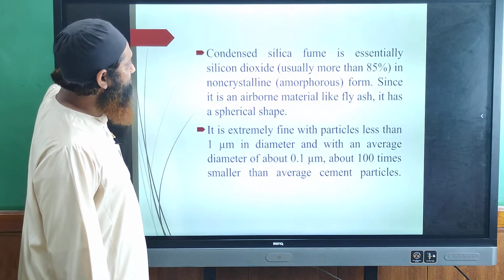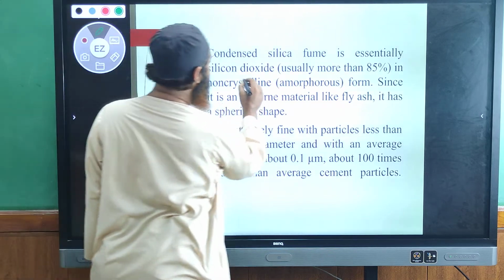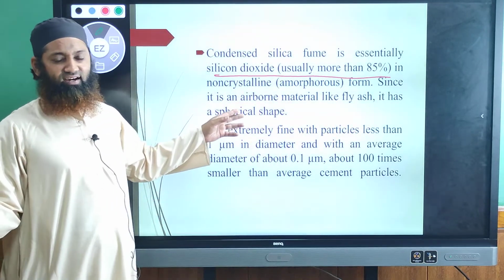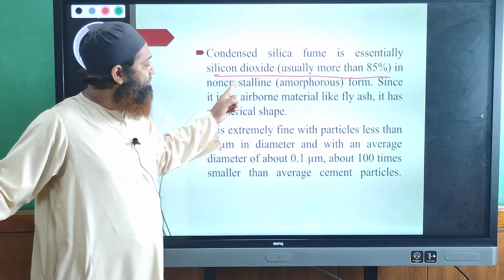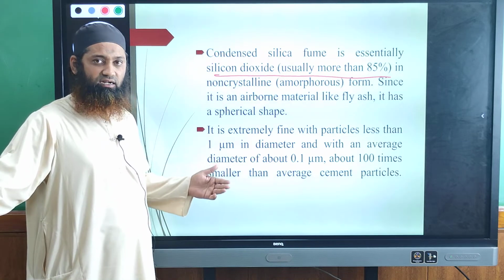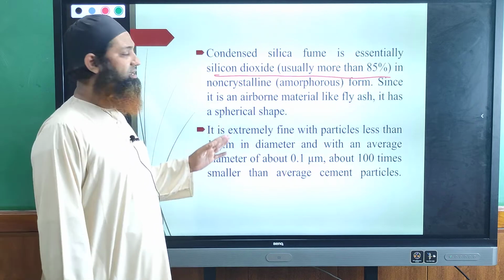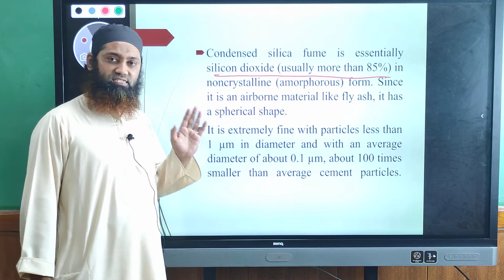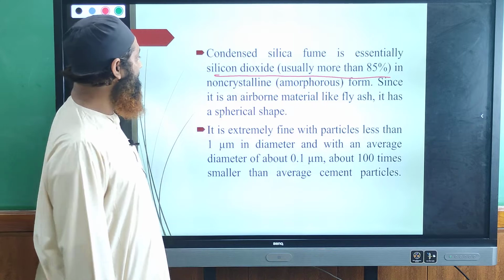The condensed silica fume is essentially silicon dioxide, more than 85%. We must have seen in the chart in the previous slide the 85% of silicon dioxide, whereas in Portland cement and other cementing materials, the silicon dioxide content is not so high. So here the maximum percentage is silicon dioxide in silica fume.